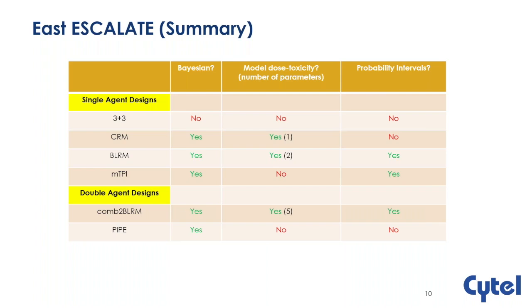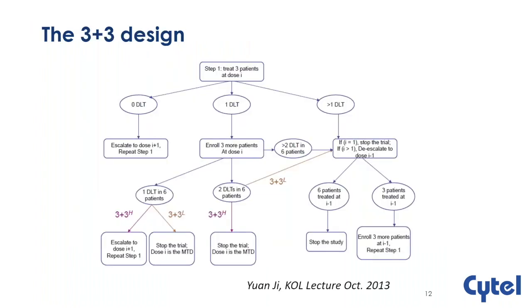in the sense that it is very easy to use, much like the 3+3 design, but it also has some Bayesian aspects into it. The double agent method that we have available is an extension of the Bayesian logistic regression model. And we also have the PIPE method, which was developed at MRC at Cambridge, which is a method for identifying not a maximum tolerated dose, but a maximum tolerated contour in the two-dimensional space of your agents and their corresponding probabilities of toxicity.